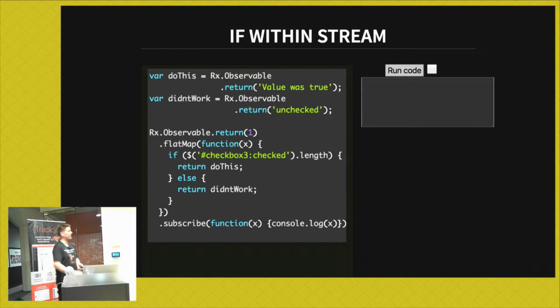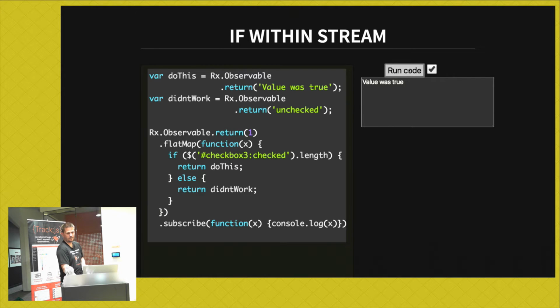If you wanted to do if properly within a stream, we'd have to do something like this. So here again, we have our two observables, yes or no, and we just return a value because I just need an event right now. And I'm going to flat map it. I'm going to say if this thing is checked, return this observable, otherwise return this observable. So that's why we're having to use a flat map here. And now this works.